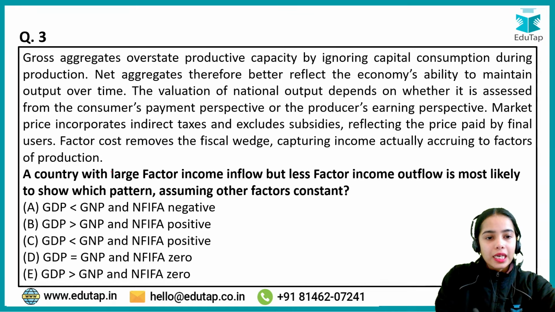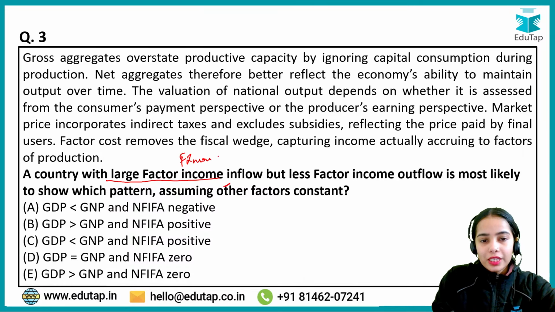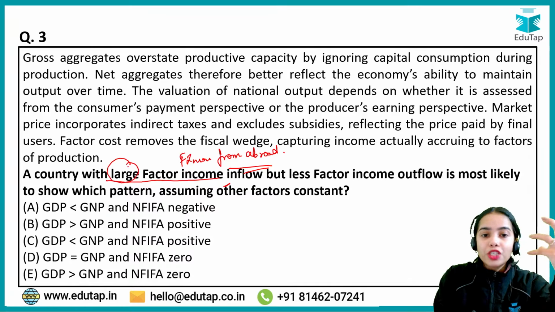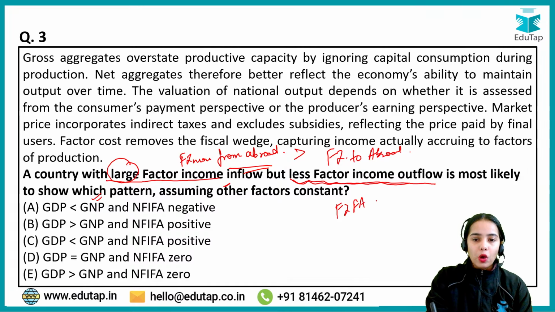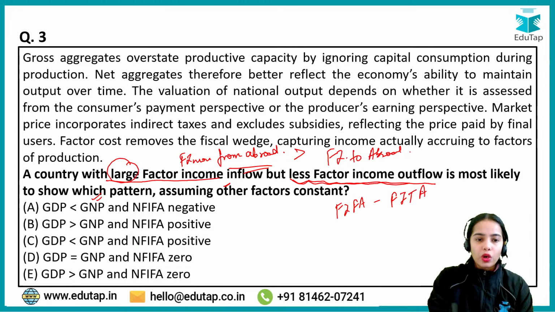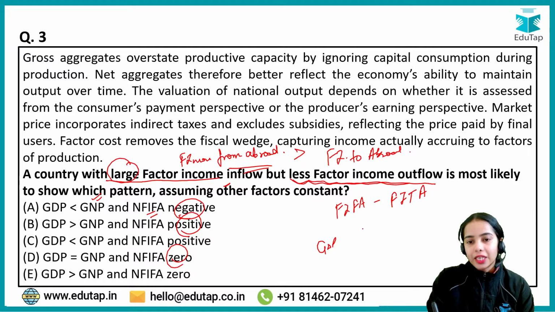Now next: a country with large factor income inflow from abroad, we have higher factor income from abroad, but we are paying less factor income outflow, that means we are paying less factor income to abroad. This is most likely to show which of the following patterns? So if factor income from abroad is higher than the factor income to abroad, will net factor income from abroad be negative, positive or zero? What will be the net factor income from abroad? And will the GDP be higher or the GNP be higher?